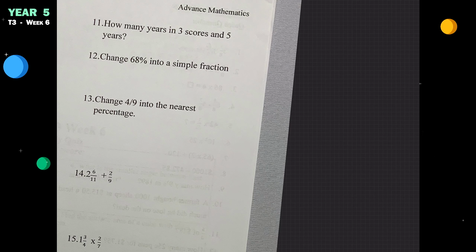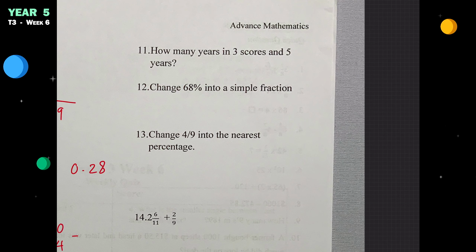How many years in 3 scores and 5 years? Now remember that 1 score is equal to 20 years. So how many years is that altogether? You can work it out.